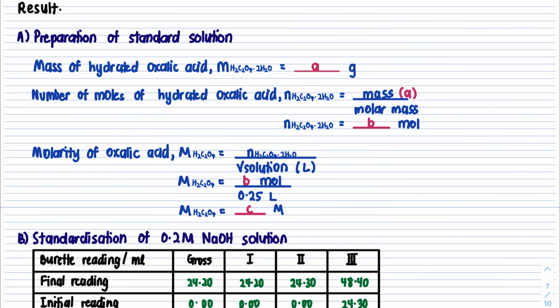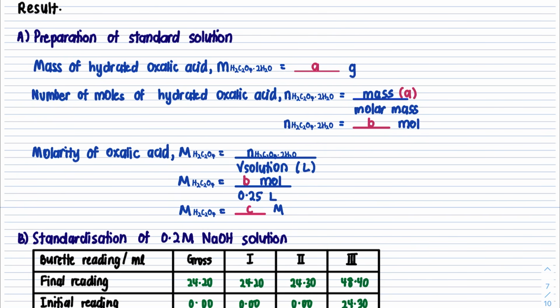Next, we have to find out the number of moles here. We assume this is our solute, so the number of moles will be mass over molar mass. For the molar mass, it will be easier for you to calculate by counting how many carbon, how many hydrogen, how many oxygen are present. Here you must include the 2H2O as well. Then you will find out the moles of our oxalic acid.